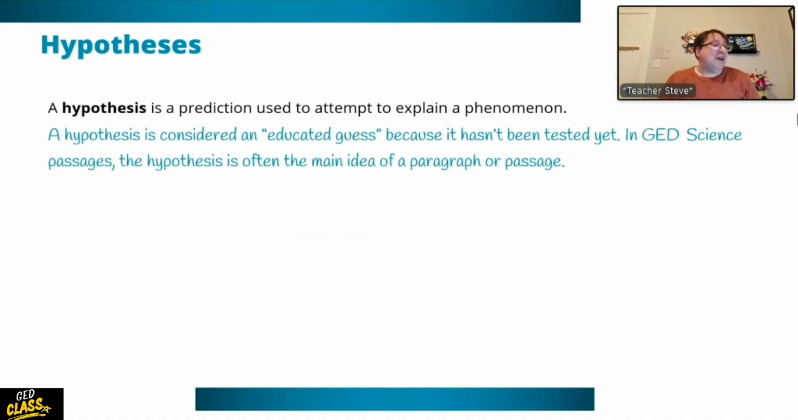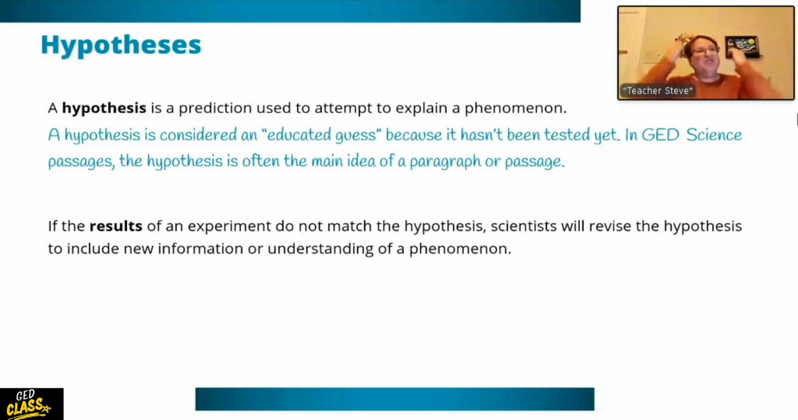So when we talk about the hypothesis, this is where we're making the guess. It's an educated guess. It hasn't been tested yet. So it's a guess here, but it's what we're deciding to test. For the passages, expect to see the hypothesis written at the beginning, like a main idea of a paragraph. It's really like, we're testing this. This is why we are doing this whole thing.